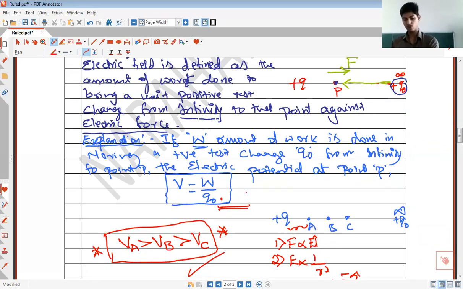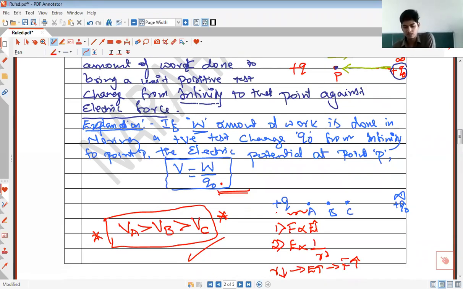And also I told you, suppose we have a source charge plus Q here. I had chosen three points A, B, and C at different distances from the source charge. Now, you must always measure the distance of the point from the source charge. You have to measure the distance of point A, point B, and point C from the source charge.